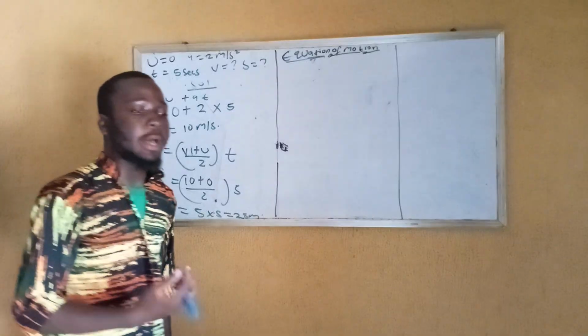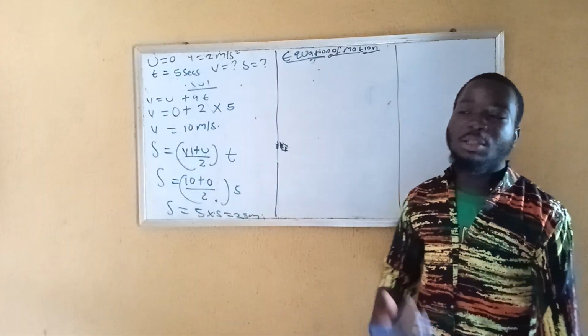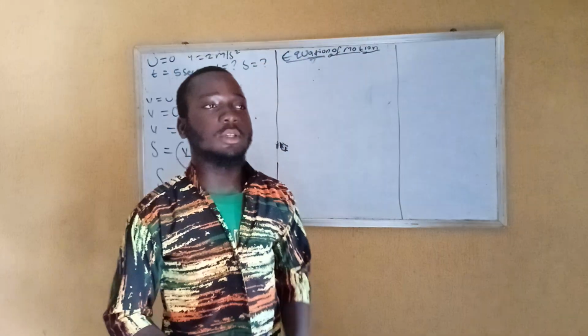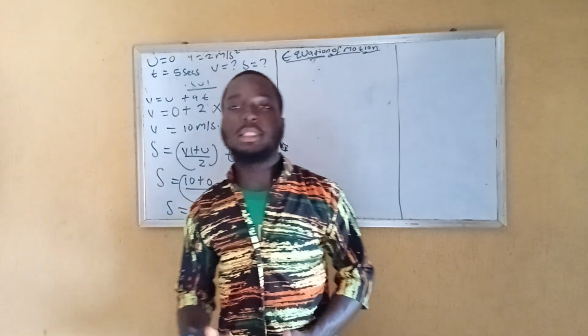So they were asked what is the difference between distance and displacement. They are both in meters, but what is the difference between them? The difference is just that your distance is a scalar quantity, and your displacement is a vector quantity.